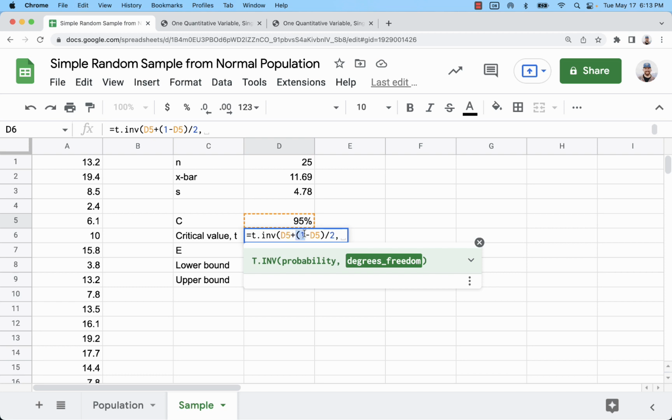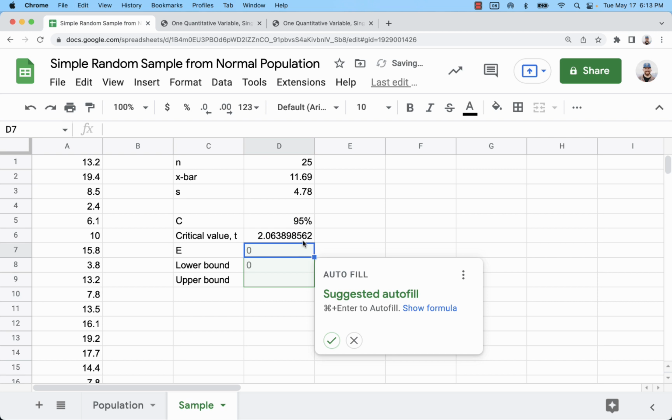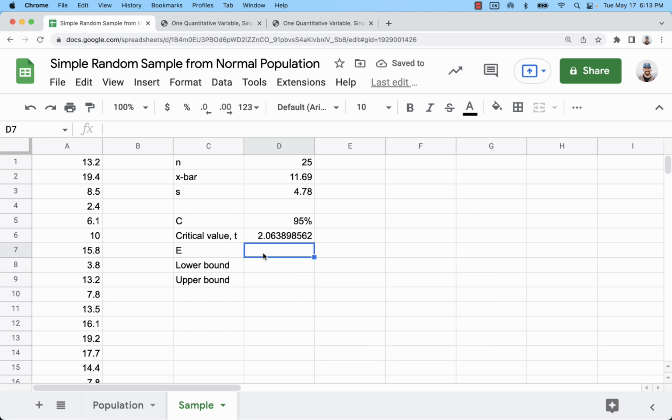We take the left tail plus the middle percent to get a total percent to the left of that upper end of it. And then the degrees of freedom here is n minus 1. So I'm just building up a formula. You could piece some of this out separately and reference it, but that'll be a way to get that critical value t. I do not want to autofill there.